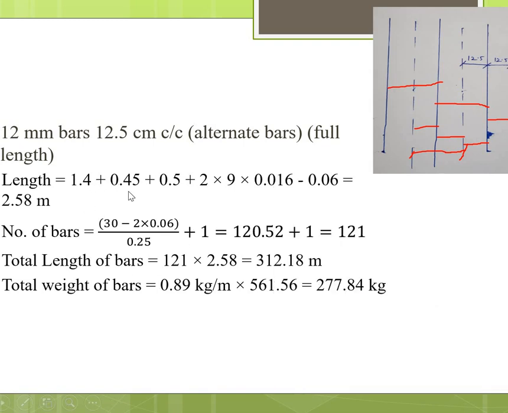So length of the bar is 1.4 plus 0.45 plus 0.5 plus 2 times the hook diameter. This is for the full length minus 0.06, that is the cover on both the sides. I forgot to put 2 times the cover. The number of bars is 30 minus 2 times the cover by 0.25, that's the center to center spacing, and that number of bars will come around 121.